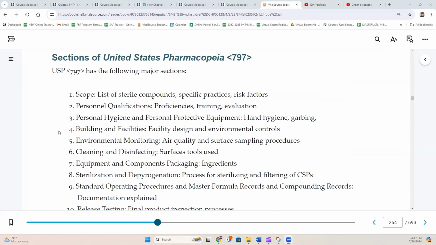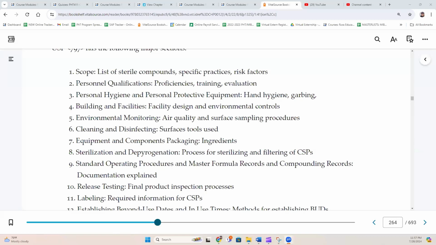The United States Pharmacopoeia 797 has the following major sections. 1, scope, the list of sterile compounds, specific practices and risk factors. 2, personnel qualifications, proficiencies, training, and evaluation. 3, personal hygiene and personal protective equipment, hand hygiene and garbing. 4, building and facilities, facility design and environmental controls. 5, environmental monitoring, the air quality and surface sampling procedures. 6, cleaning and disinfecting surfaces, tools used. 7, equipment and component packaging, ingredients.